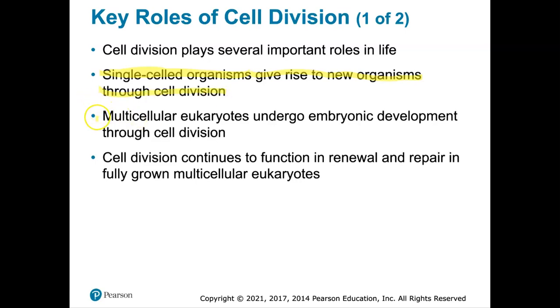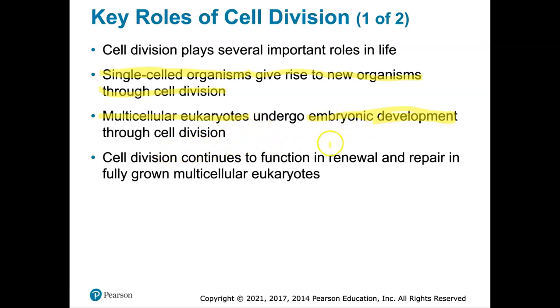But multicellular eukaryotes, which would include from the kingdom Protista, the algae, and then the kingdom Plantae, the kingdom Animalia, and most of the members of the fungi. Okay? So when multicellular eukaryotes, which start out as a single cell called a zygote, when that zygote begins to divide, we call that embryonic development. So when multicellular eukaryotes undergo embryonic development, and they start going from a single cell into, sometimes like with humans, trillions of cells, that is one of the roles of cell division.